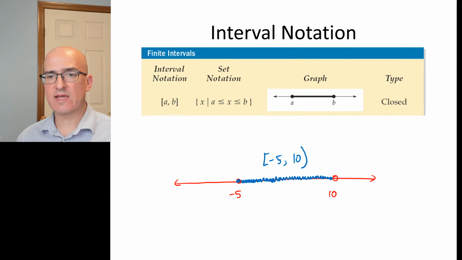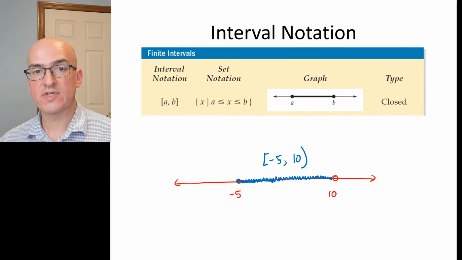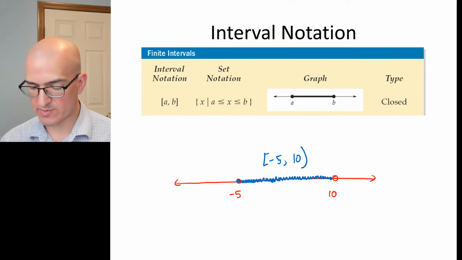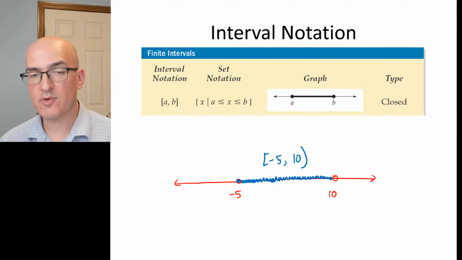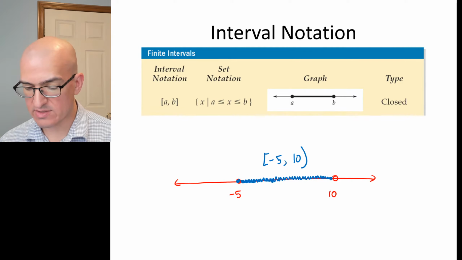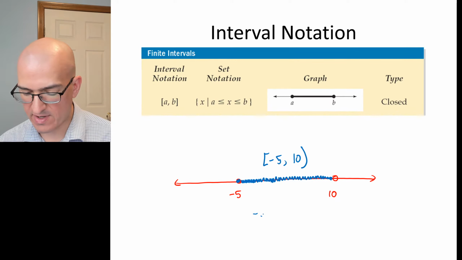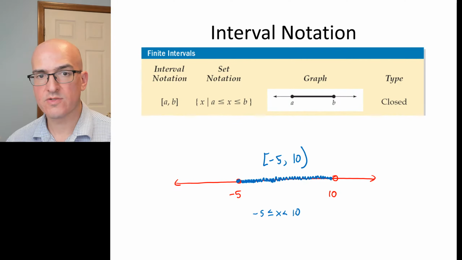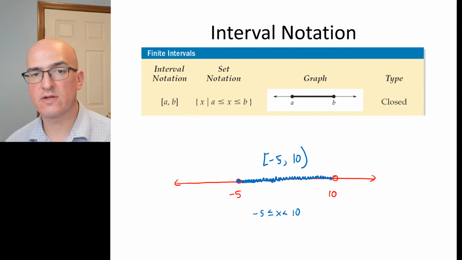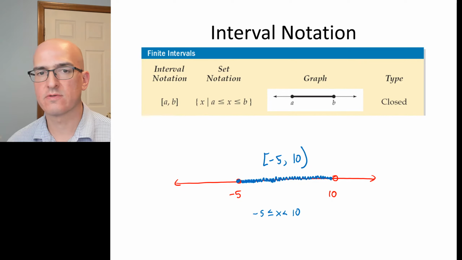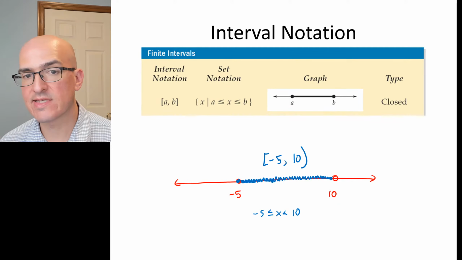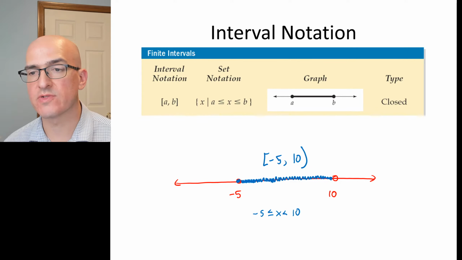Another way of writing that same set of numbers is using an inequality notation. So if this line represented x values, we would say that the numbers in this interval are all x values such that -5 is less than or equal to x, which is less than 10. So x is simultaneously larger than or equal to -5, so -5 is included, and it is less than 10. Not less than or equal to 10, but strictly less than 10. 10 is not included.